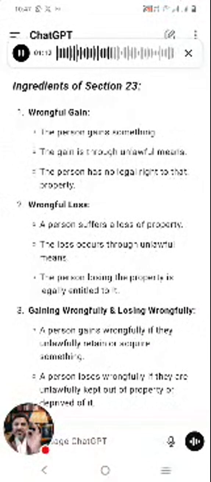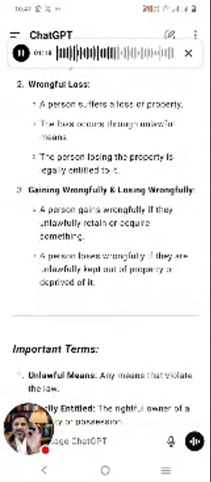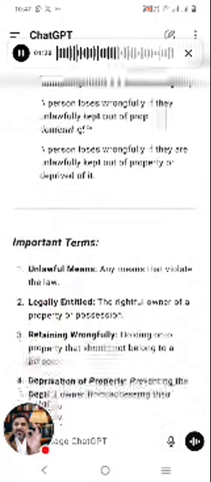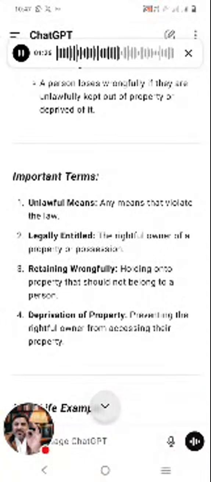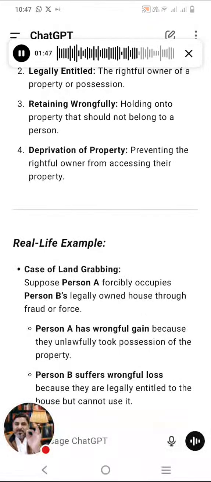3. Gaining wrongfully and losing wrongfully. A person gains wrongfully if they unlawfully retain or acquire something. A person loses wrongfully if they are unlawfully kept out of property or deprived of it. Important terms. 1. Unlawful means. Any means that violate the law. 2. Real-life example. Case of land.